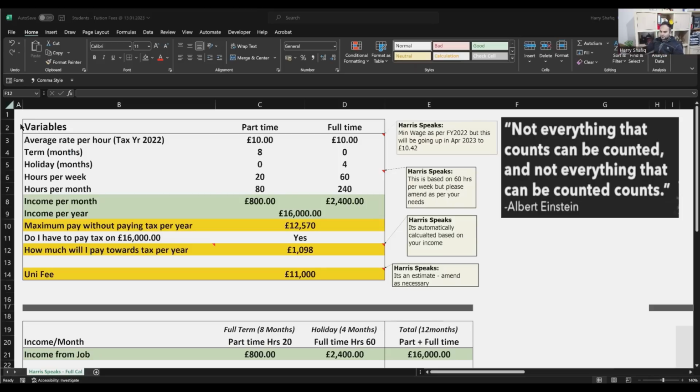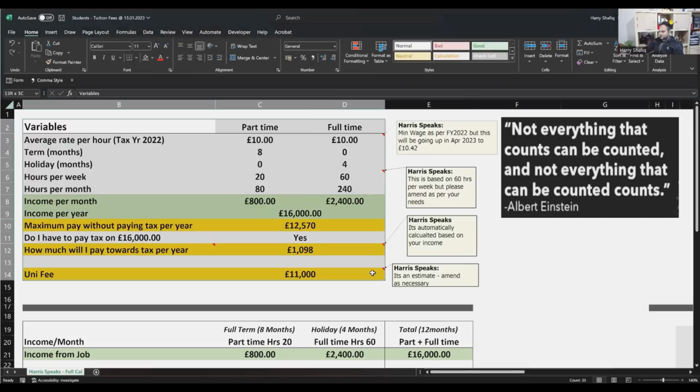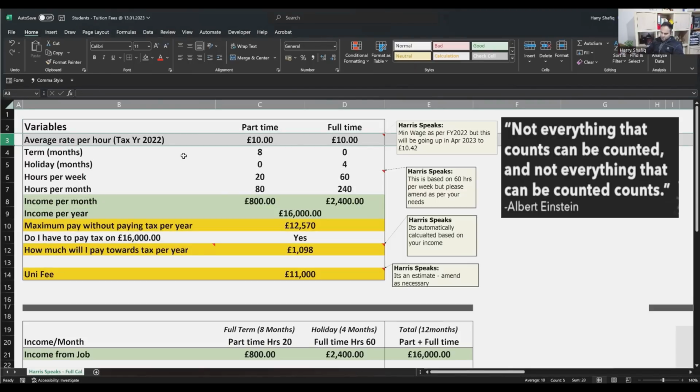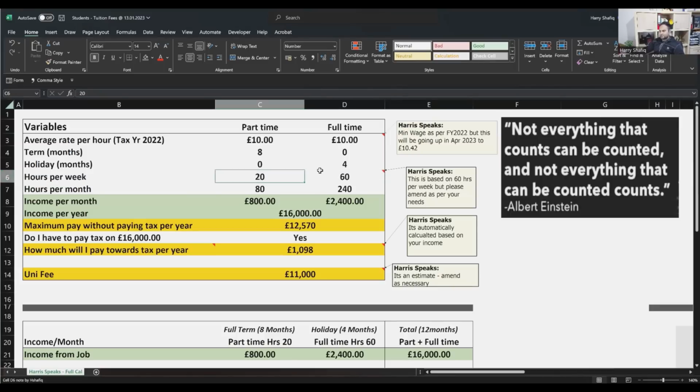Let's look into this table here first. Depending on your hourly rate, you can change it. I have put £10 based on my conversation with different students. Then we have got full-term months, then holiday months, and then hours per week. Part-time, you won't be able to work more than 20, but in full-time, you would notice I've got 60. That's based on my previous experience, where I worked as a security officer and I was getting 5 shifts per week in my holidays, which was equivalent to 60 hours. But then again, you can change it depending on your needs.